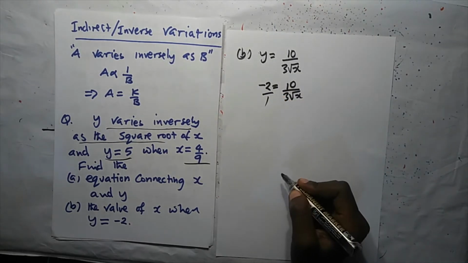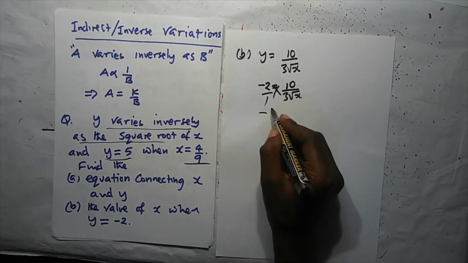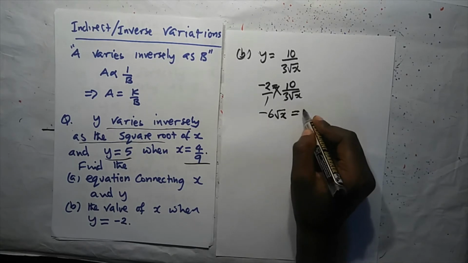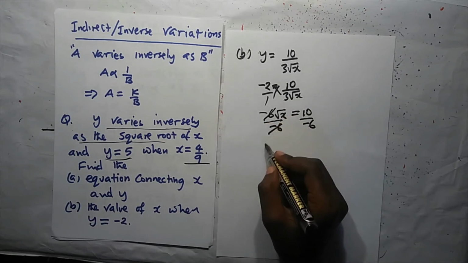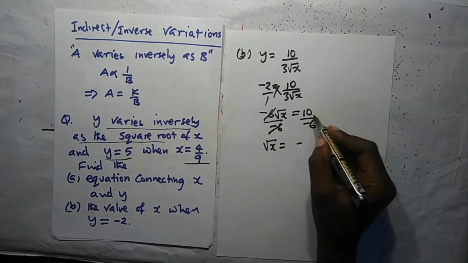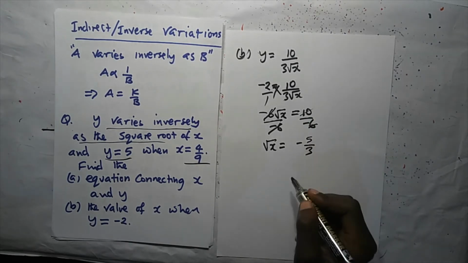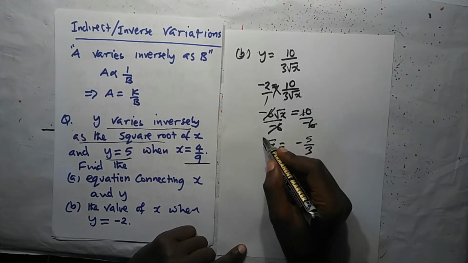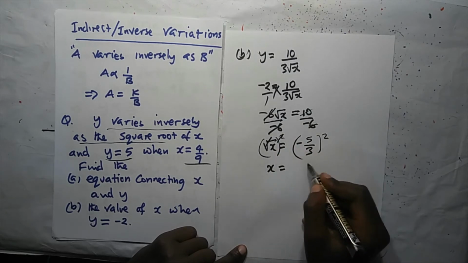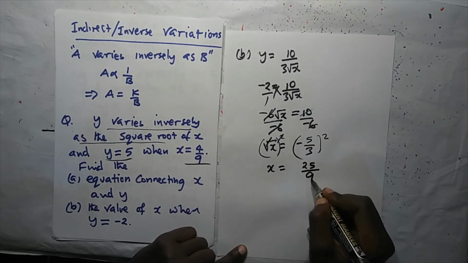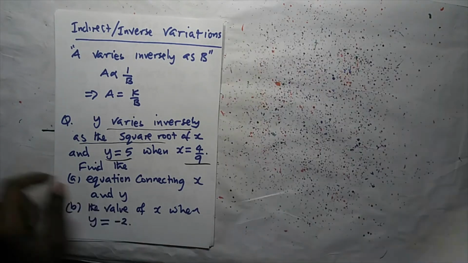And so we can cross multiply here. When we cross multiply, -2 times 3 is -6, root x is equal to 10. Then we divide by -6 on both sides, and we have root x is equal to 5 over 3. To get rid of the square root, we square both sides of the equation, and so x is equal to 25 over 9. So this is the value of x.